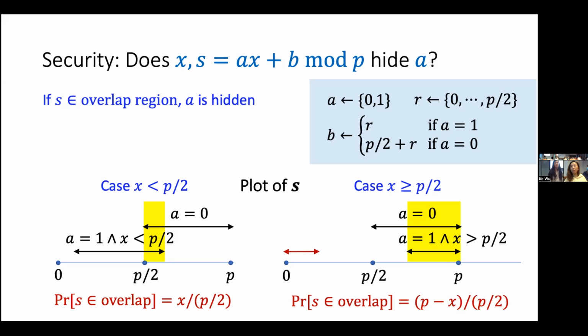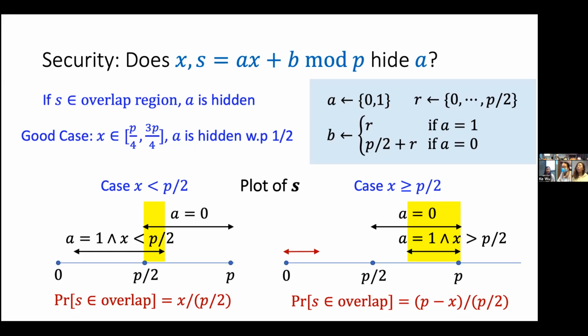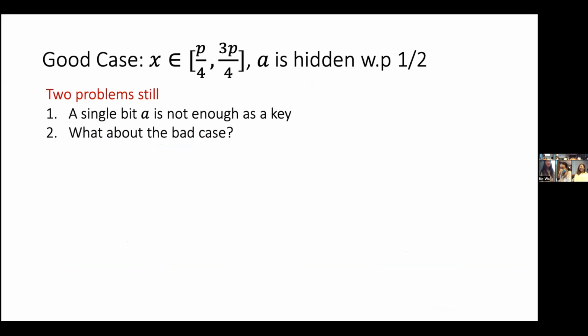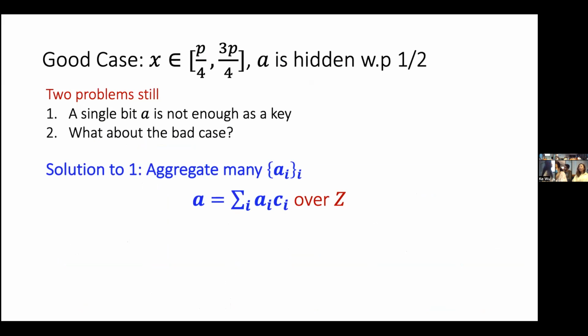The probability equals exactly how large the overlap region is divided by P over 2. So by looking at this probability, you realize that if x is far away from the two ends, in a sort of middle region, then the overlap is pretty decent, and with probability half, A is hidden. At least something. So there are two problems. One is that A is hidden with probability half, but that's not good enough for a key. What do I do? The other is, what would happen if x happened to be at the endpoints and A could be completely revealed?